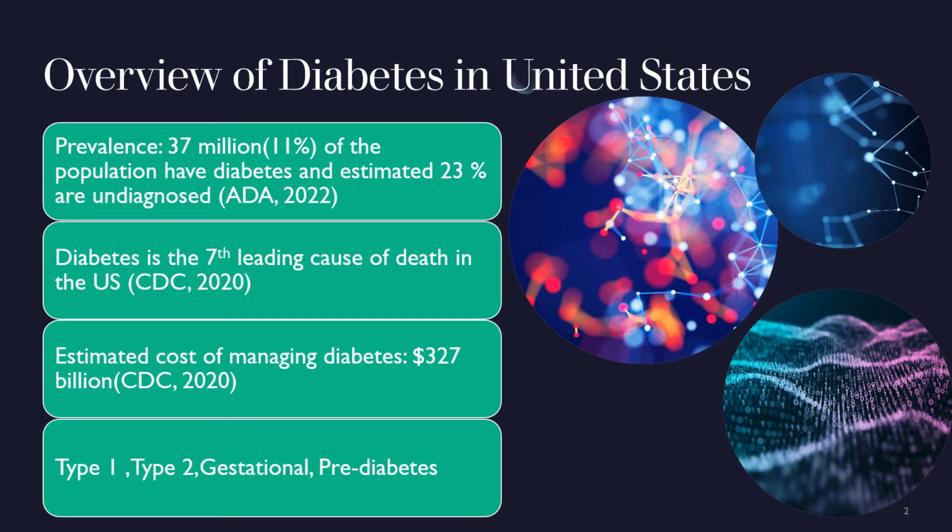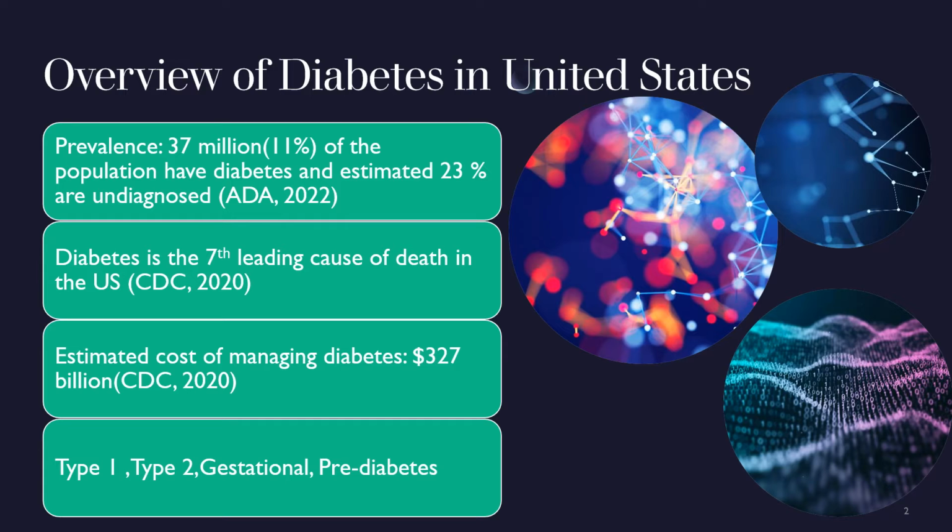According to the American Diabetes Association estimate, 37 million Americans have diabetes. 23% of the US population does not know they have the disease. A CDC report in 2020 ranked diabetes as the number 7 leading cause of death in the United States, and it costs about 327 billion to manage the disease.